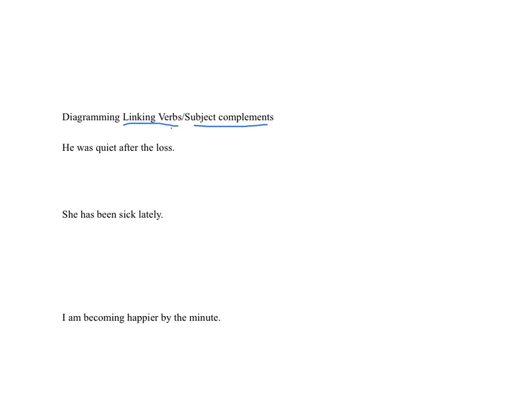He was quiet after the loss. So first we identify the subject and the verb, was. Notice the verb is not an action verb, but instead it is what's called a linking verb. It links the subject to the subject complement. Now when you have a linking verb, you need the linking verb line. It looks like it's tilting, falling down towards the linking verb.